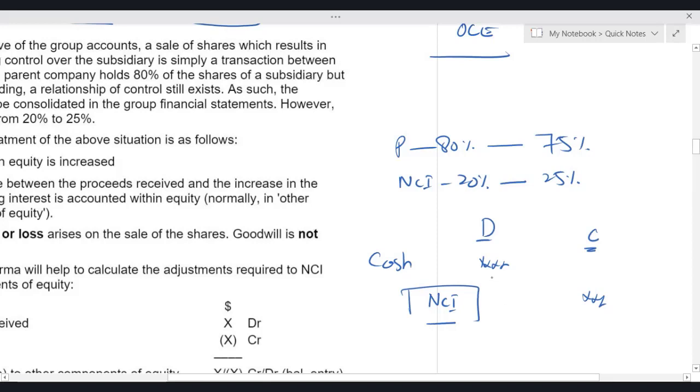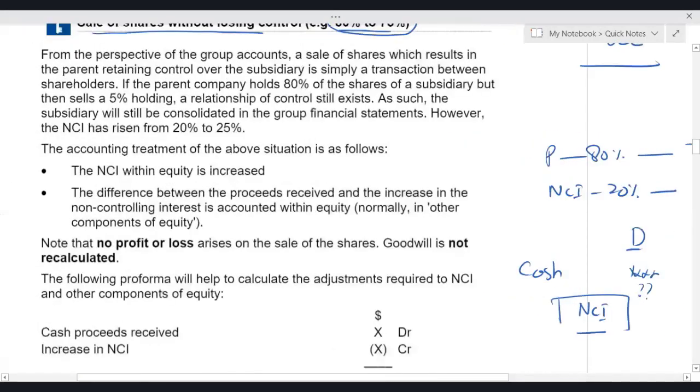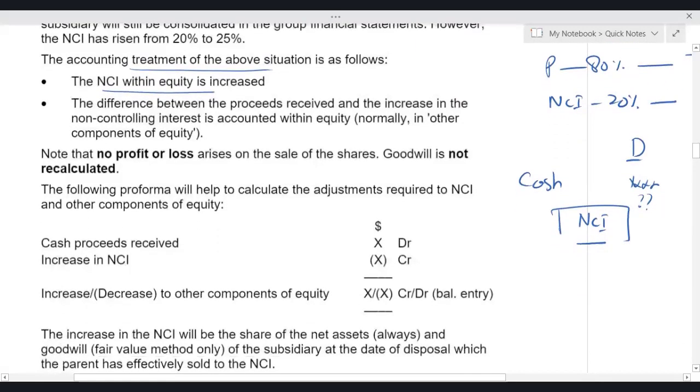The difference: if it comes on the debit side, then it is a loss on disposal, which goes to OCE. If the balancing figure comes on the credit side, then it is a gain. Either there is a gain or loss, in both cases it is taken to OCE, other component of equity. The accounting treatment of the above situation is as follows. NCI within equity is increased. The difference between the proceeds received and the increase in non-controlling interest is accounted within equity, normally in OCE. No profit or loss arises on the sale of the shares.